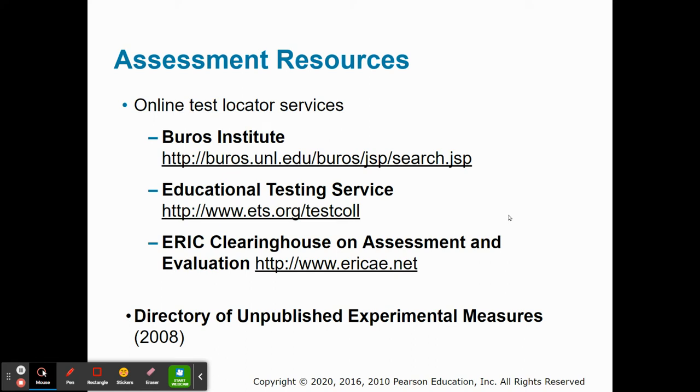There are also ways to locate tests online through Burros or the Educational Testing Service or the ERIC Clearinghouse. So make sure that you're checking those out if you are in need of an assessment that your agency doesn't have. And then there's also a directory of unpublished experimental measures, which, if you're doing some research, might be handy for you.